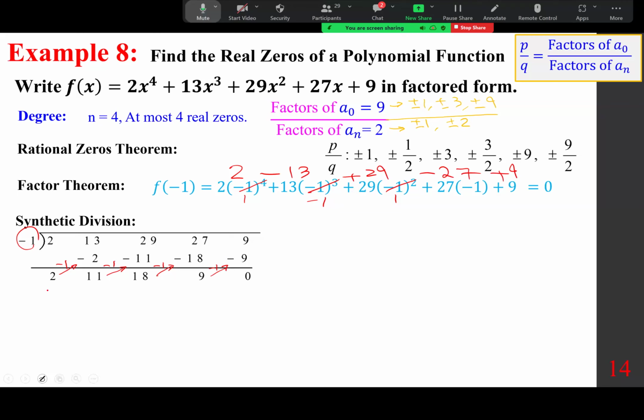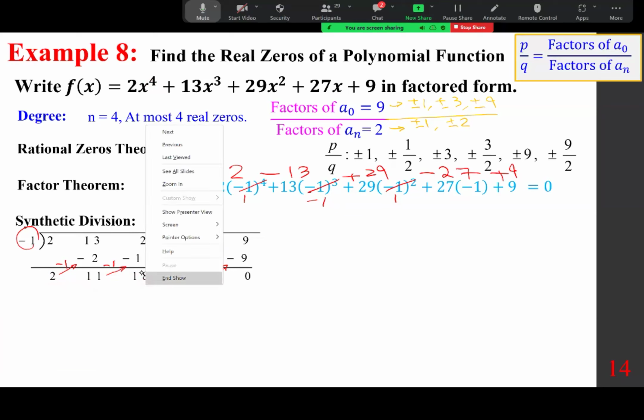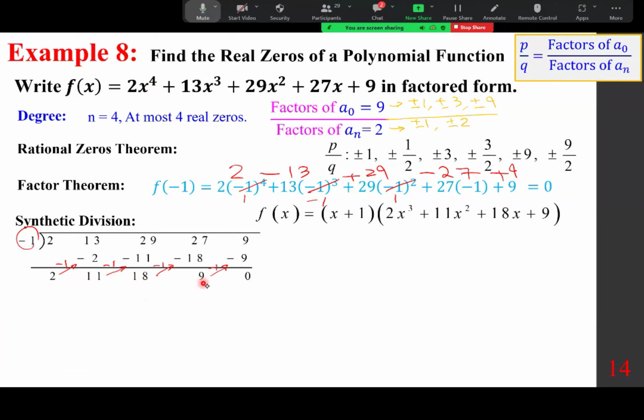What does that mean? The result is, so this one is 2. Remember, this was exponent 4. Now this is 2 with exponent 3. 2x cubed plus 11x squared plus 18x, and this is a constant 9. So this is the result. Now, because this is degree 3, we have to continue, and there's no other choice. You have to check more. To check more, what is important for you to remember?